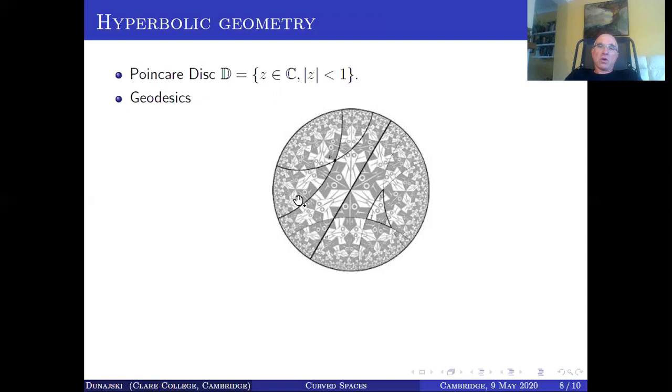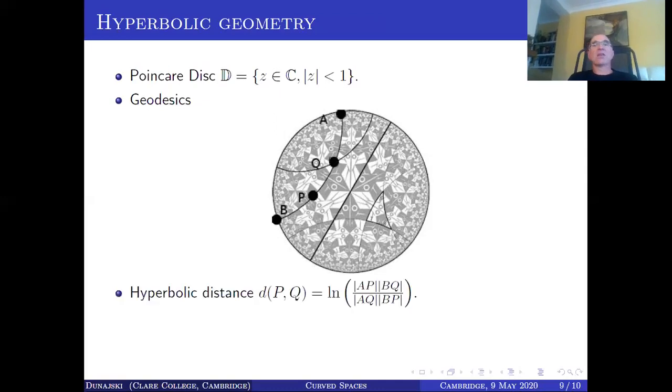It turns out that you can connect any 2 points on the disk uniquely, either by a diameter or by such a circle. Now, having defined these geodesics, you then ask, is there a notion of a distance which these geodesics minimize? And there is. And the way you compute it is as follows.